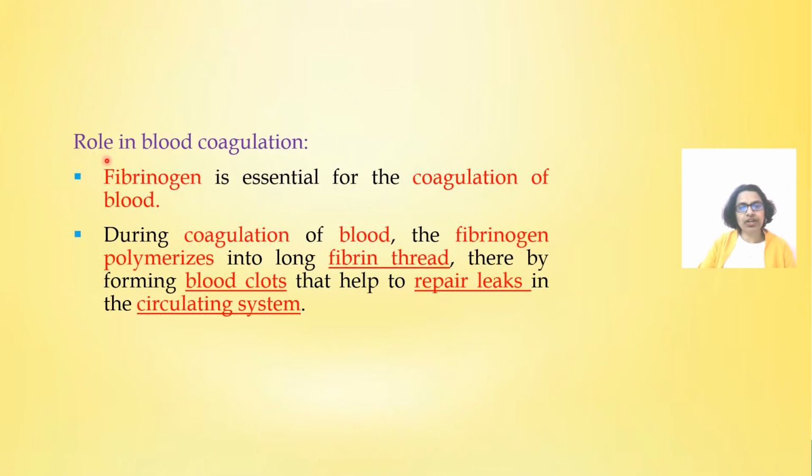Then one more function is role in blood coagulation. Fibrinogen is essential for the coagulation of the blood. During coagulation of the blood, the fibrinogen changes by polymerization into long fibrin threads, thereby forming blood clots that help to repair leaks in the cardiovascular system. When we undergo any minute injury, after a few seconds or minutes our blood goes for clotting, because of the presence of fibrinogen in the blood.